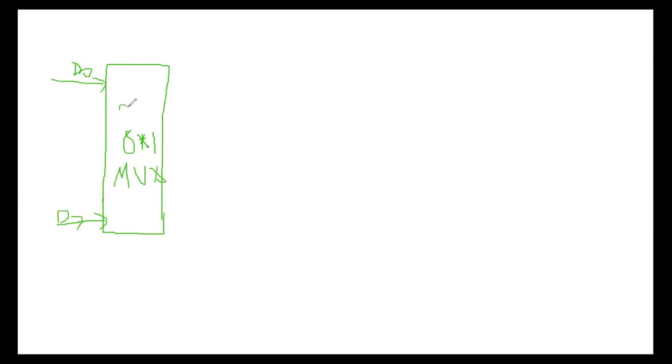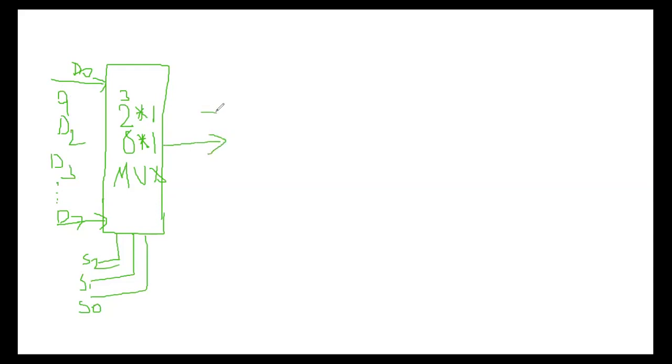And 8 is nothing but 2 power 3, so 2 power 3 by 1. The 3 is the number of selection lines. What are the selection lines here? The 3 selection lines are S2, S1 and S0. In between there are D1, D2, D3 and D4, D5 and so on up to D7. It has one output, Z. This is the block diagram of the 8x1 MUX.